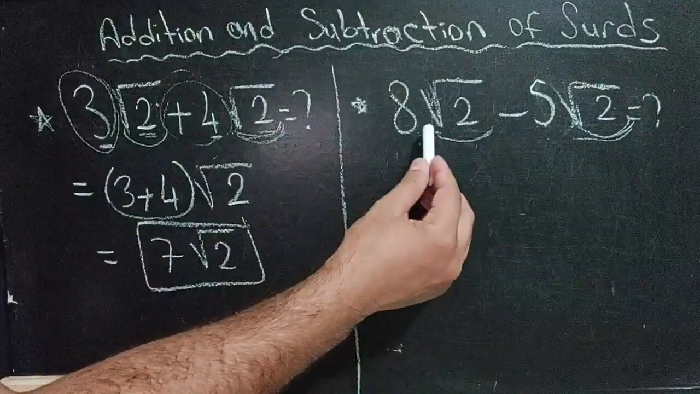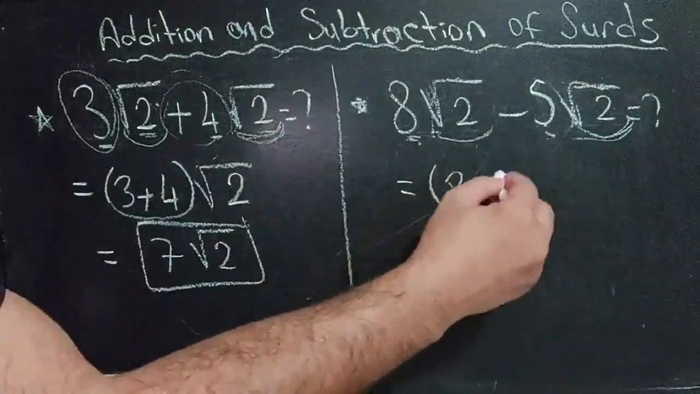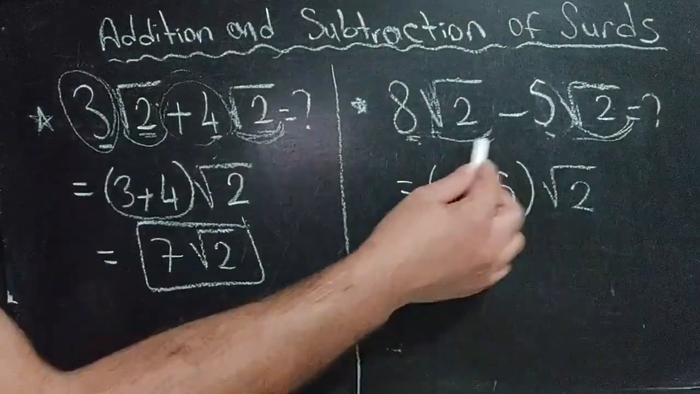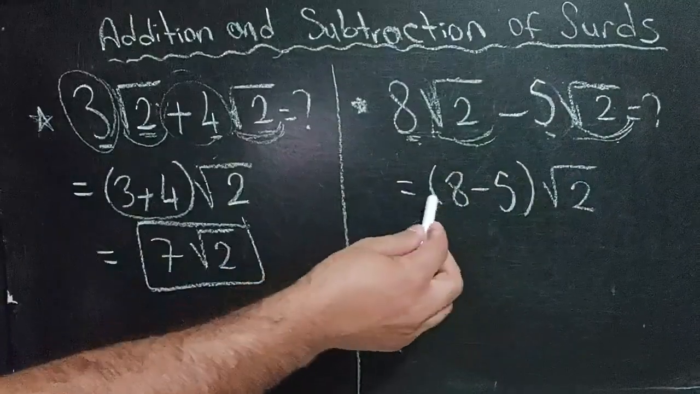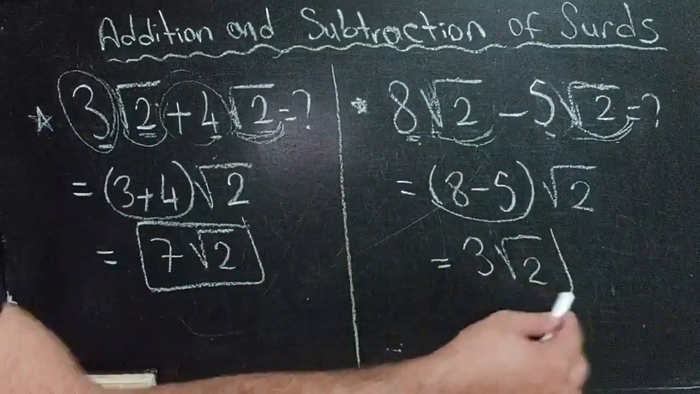And the same story there too. 8 minus 5 square root 2. Leave this one the same. And from there you will get 3 square root 2.